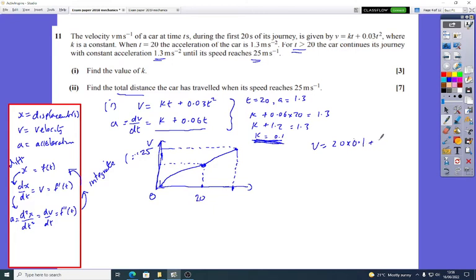plus 0.03 times 20 squared. Put that in your calculator, you will get 20 squared times 0.03 plus 0.1 times 20, which will give me 14. Okay. Right. So we need to find those distances.